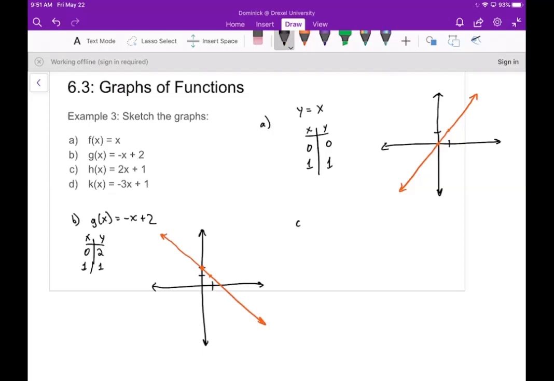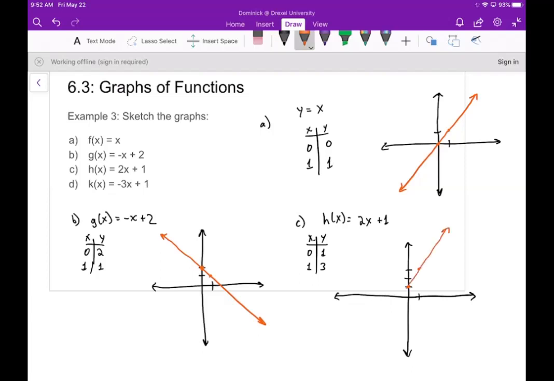Okay, part C, we have h of x is 2x plus 1. So if we plot our points here, 2 times 0 is 0, plus 1 is 1. If we plug in 1, we get 2 times 1, which is 2, plus 1 is 3. So then my 2 points are going to be here and here. So that's what my graph there looks like.